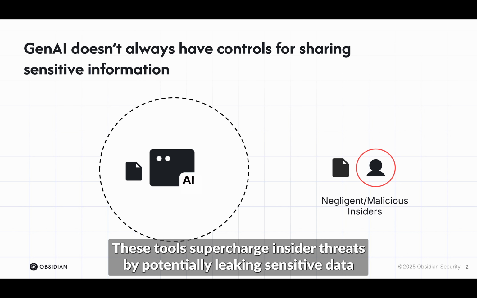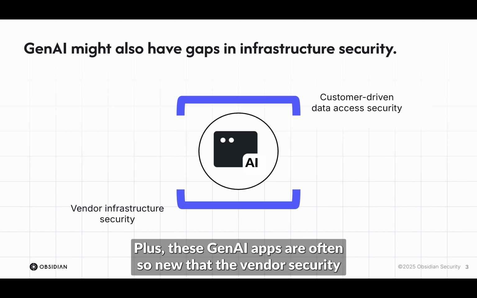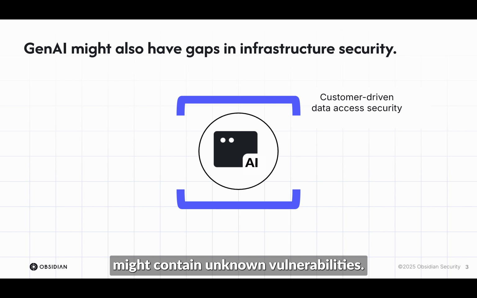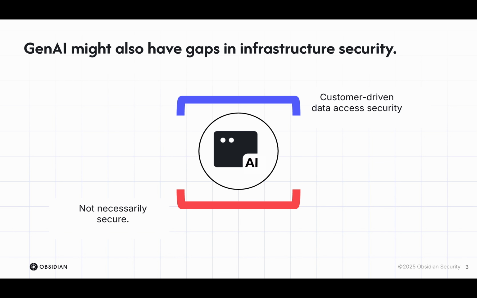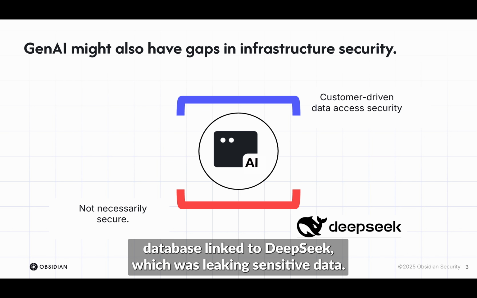These tools supercharge insider threats by potentially leaking sensitive data within files, so the risk of data loss can be huge. Plus, these GenAI apps are often so new that the vendor's security might contain unknown vulnerabilities. For example, researchers recently exposed a publicly accessible database linked to DeepSeek, which was leaking sensitive data.